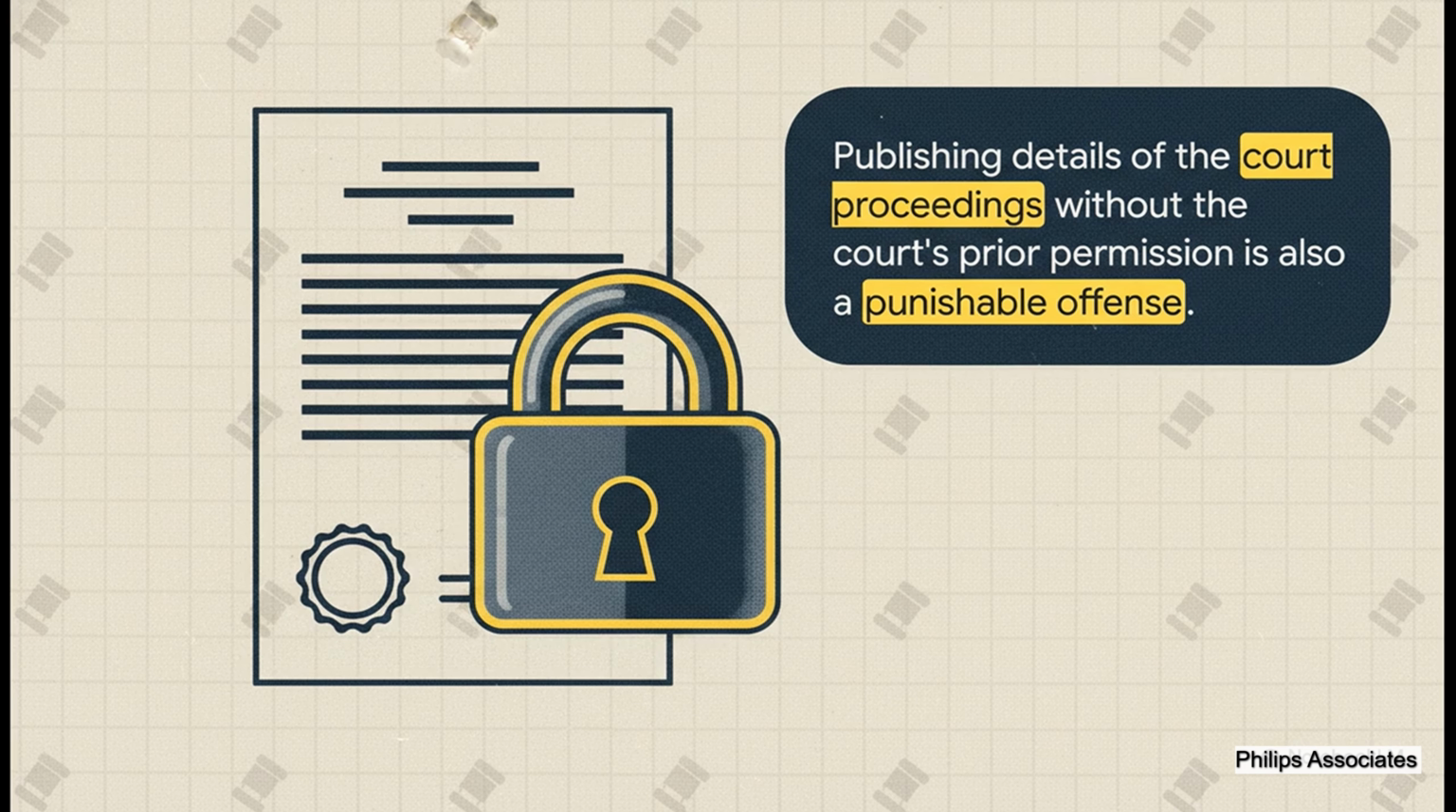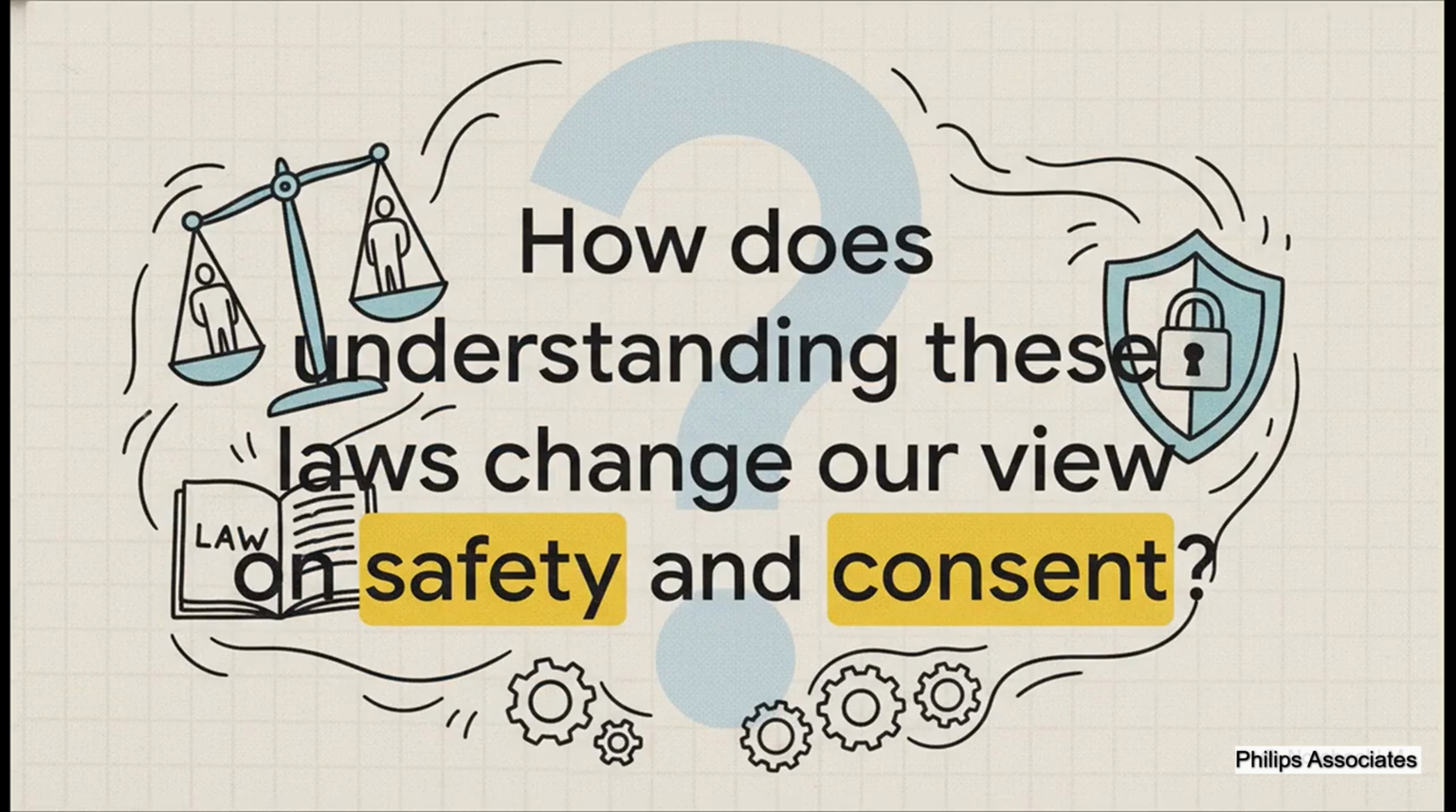And the protection goes one step further with Section 73. This makes it a whole separate crime to publish any details about the court proceedings in these cases without getting the court's permission first. It's a safeguard that's there to protect the integrity of the trial and the privacy of everyone involved.